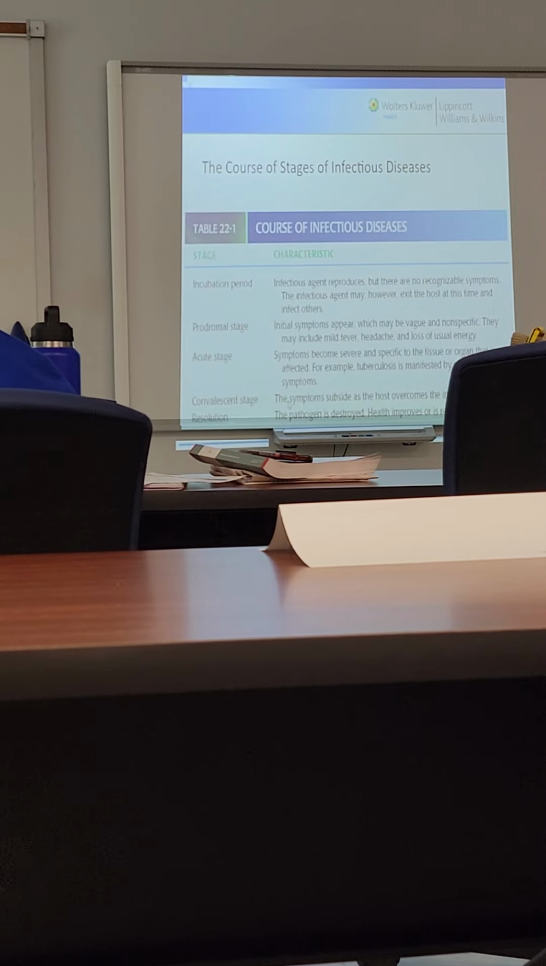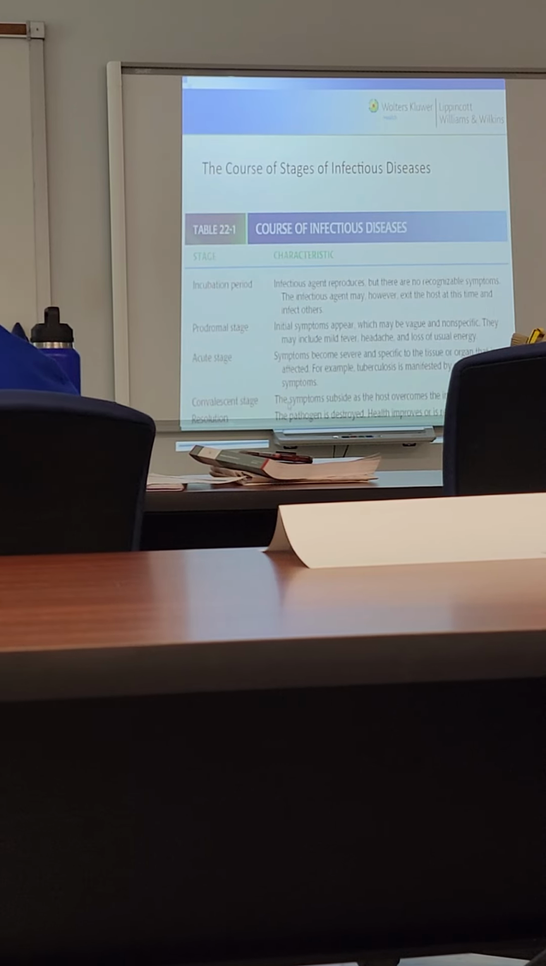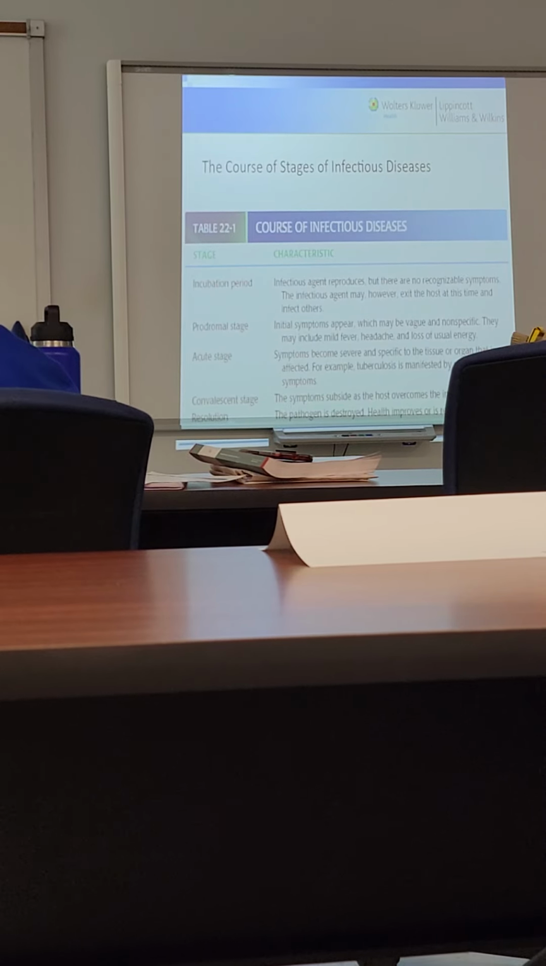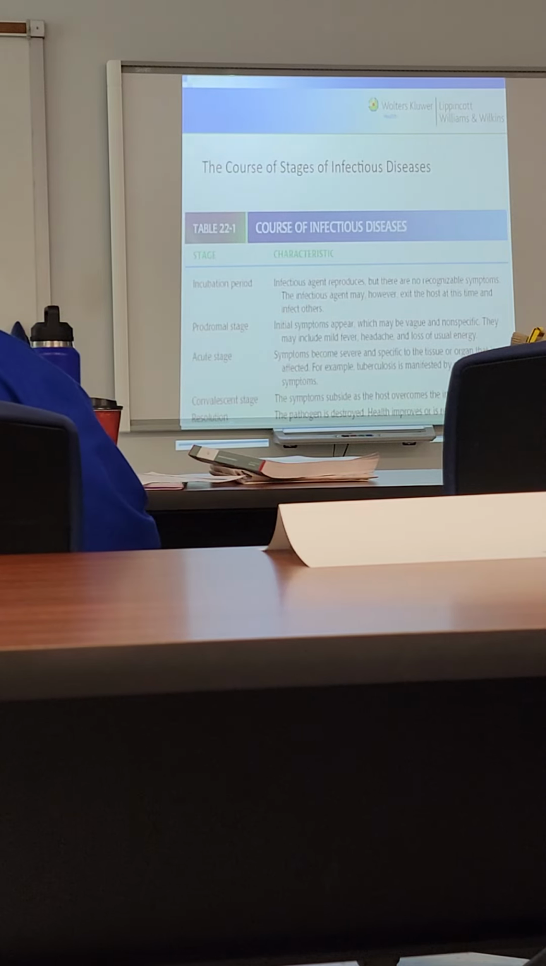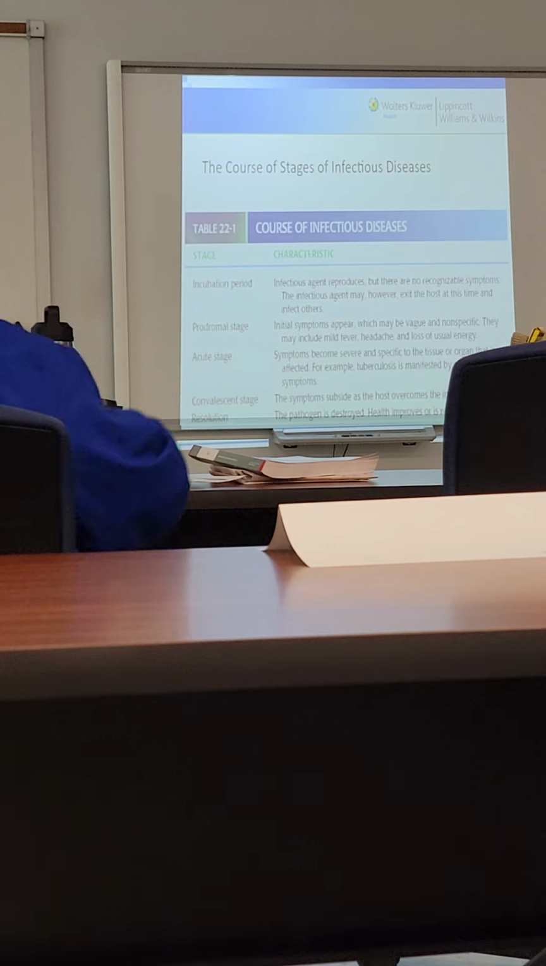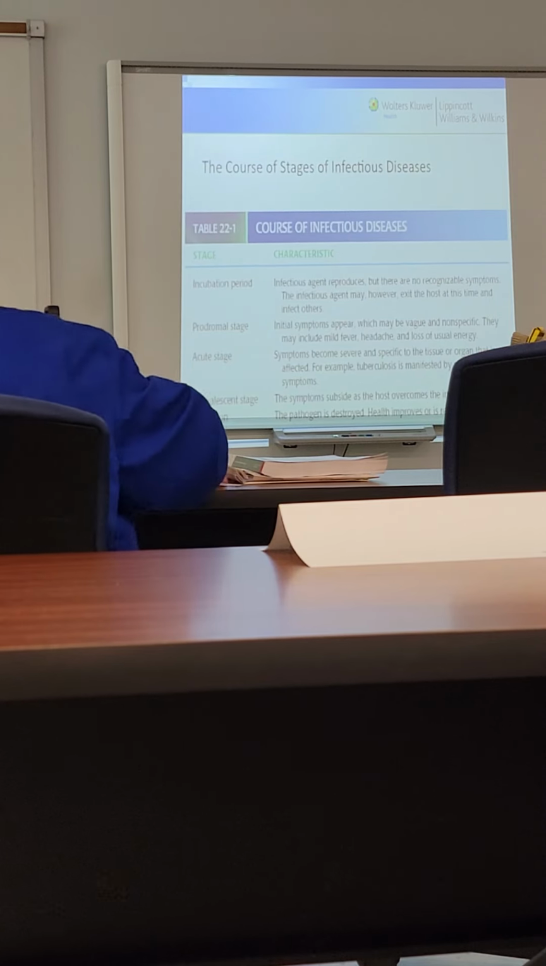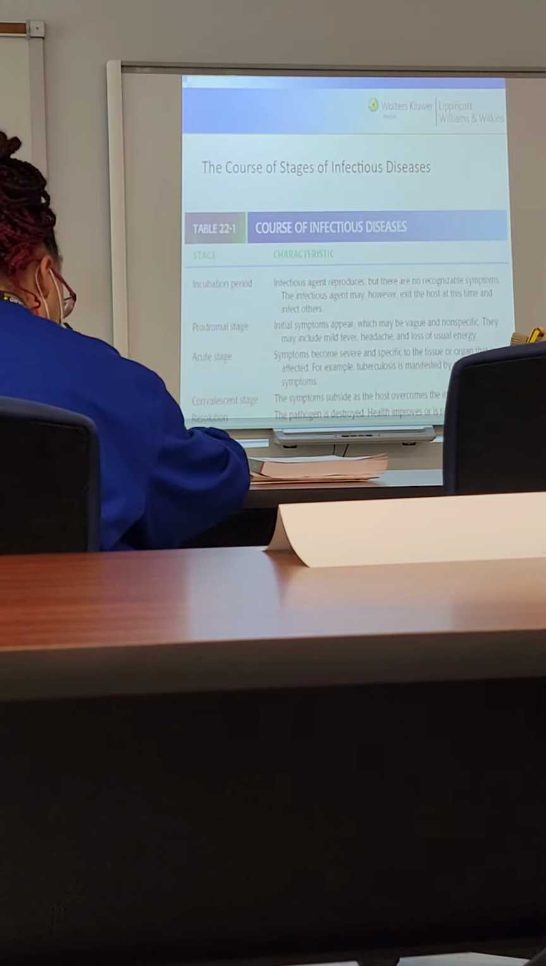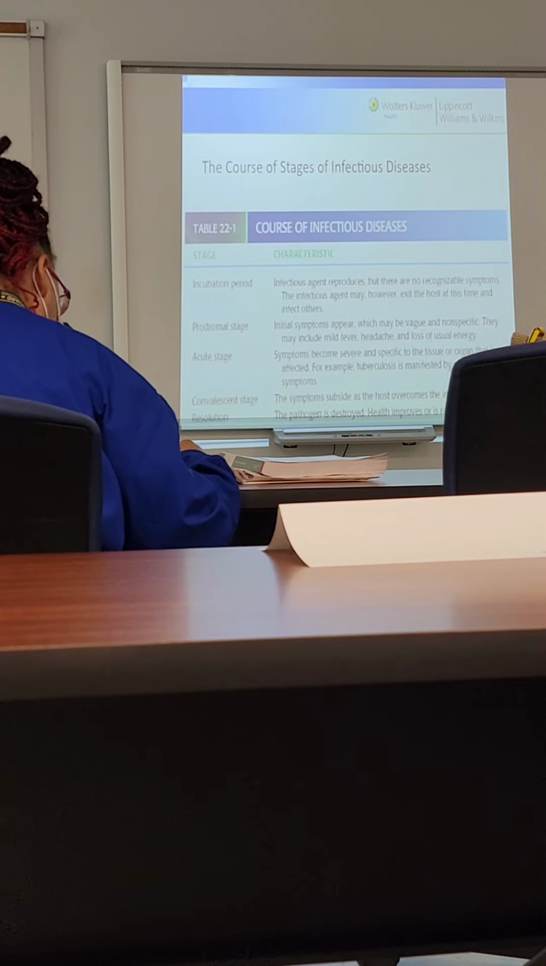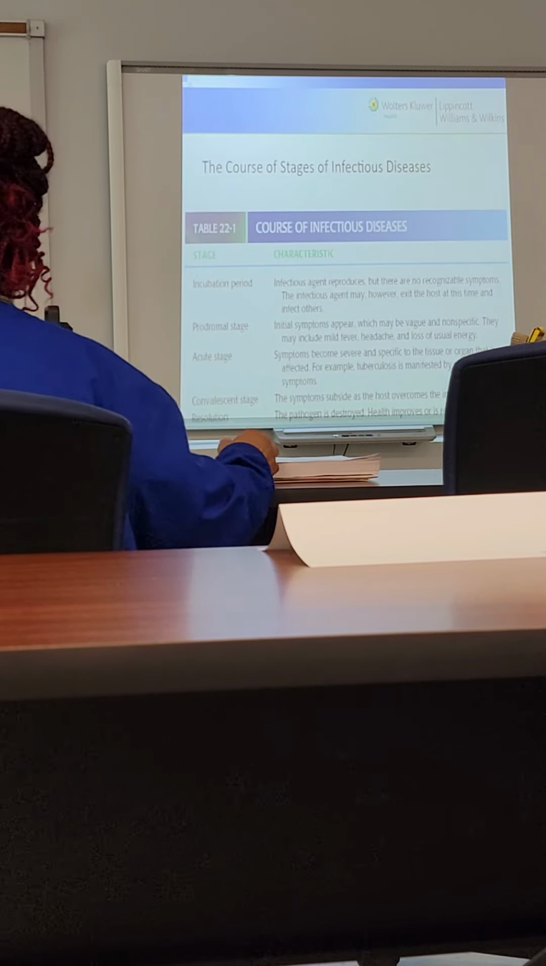This is in your book, so it's probably on your computer. I would know this whole table here. If you want to write a little note, it's the course: you're going to have your incubation, your prodromal, your acute, and then your resolution stage. I would know each one of those stages. If you have the book, it's page 477.